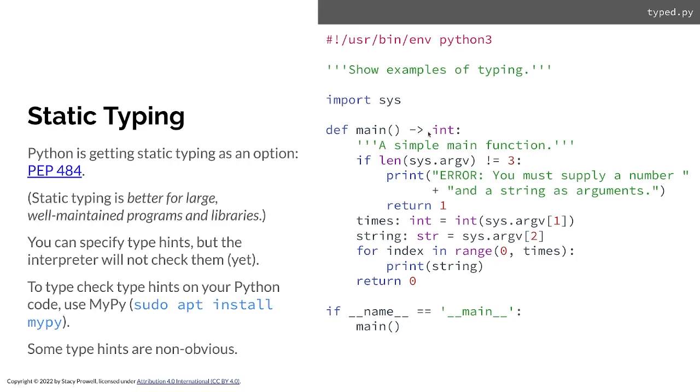You could drop the return type for the function. You could drop the types for times and string. And this would go through just fine and run and do its thing. To check this, you would need to use MyPy. Now, MyPy is not yet included by default, but you can install it using apt as well.